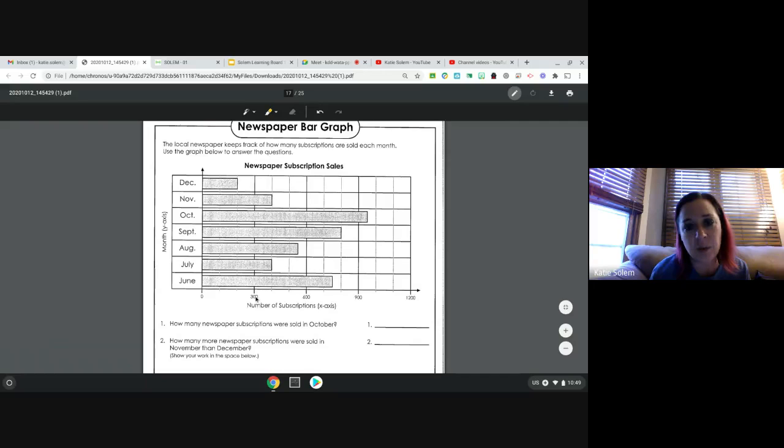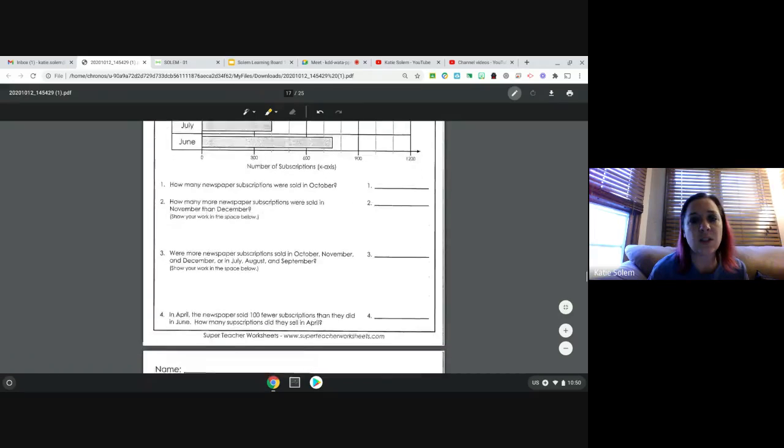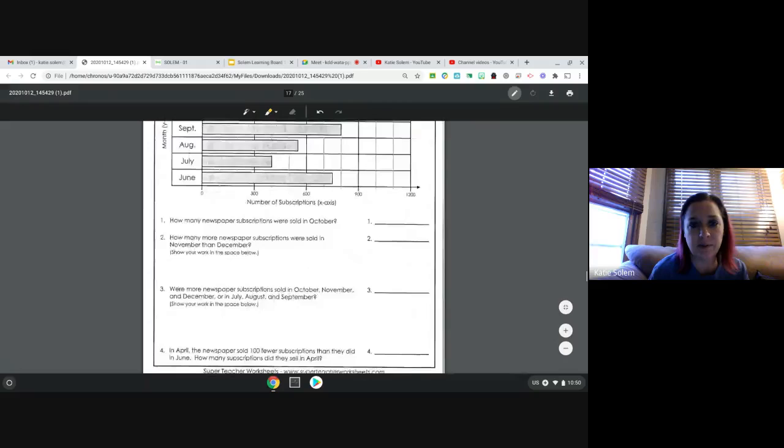It's going up, you see, by 300s. So each little dotted line here is going to equal 100. What do you think it would be if it comes in between? Like, for example, it's 900 and 1,000. Well, that would have to be 950. So you're going to answer the questions. There's 4 questions about that one.